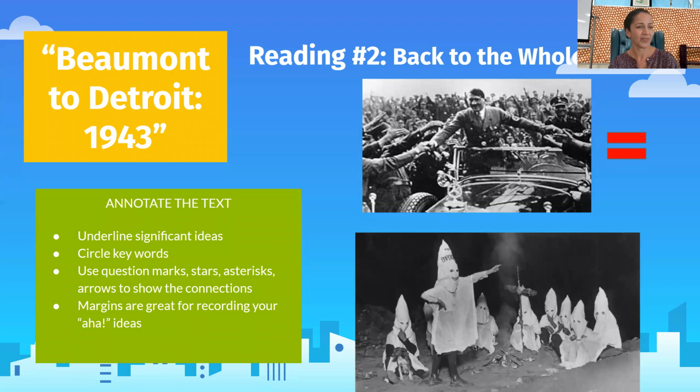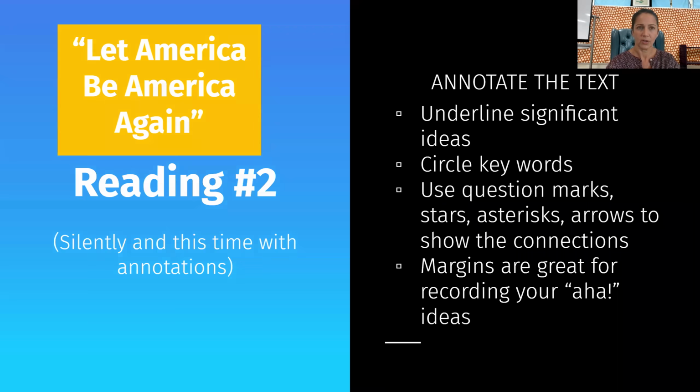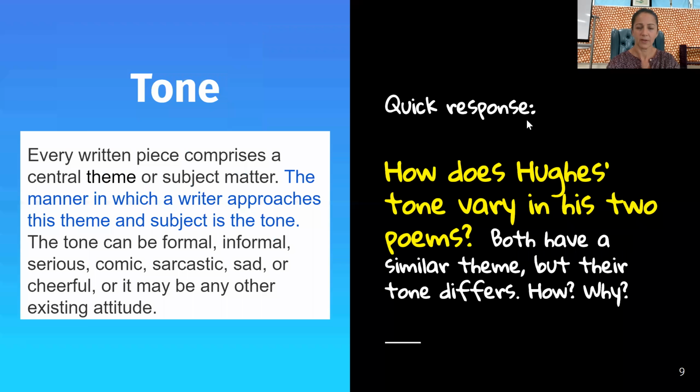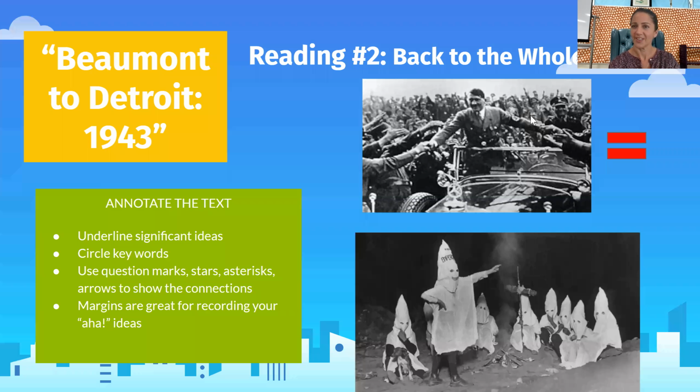All right. So you've had some time to look at the first poem. Now let's take a look at the second poem, the one that we'll be comparing it to, Beaumont to Detroit, 1943. And this time around, I just realized that says reading number 2. All right, just a little glitch there. We will be reading this one as a whole class.